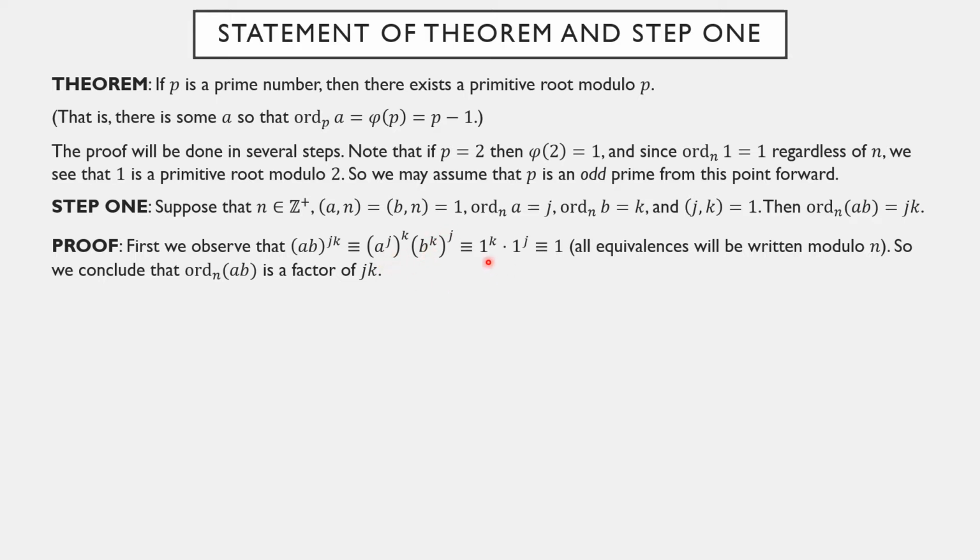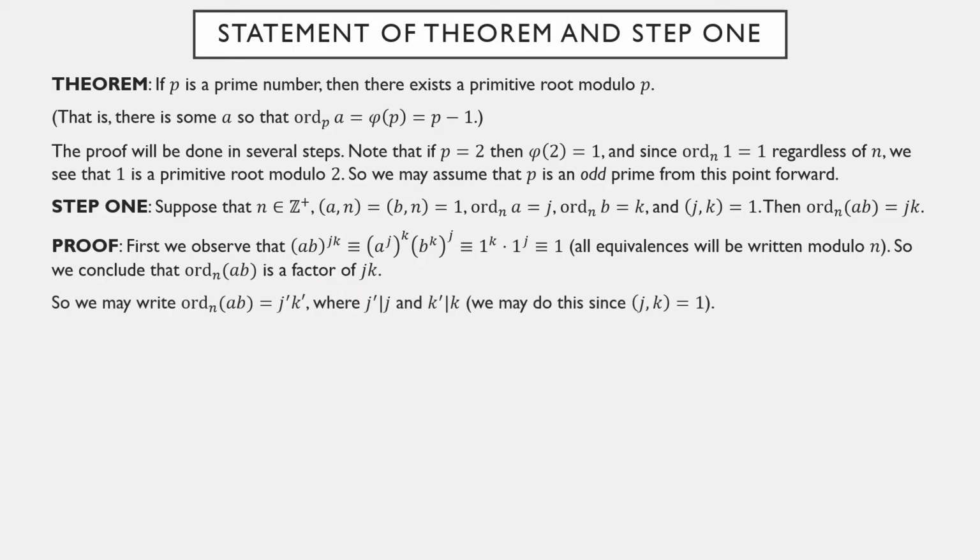A to the j is equivalent to 1 because j was the order of a. B to the k is equivalent to 1 because the order of b is k. So overall, this all works out to just be 1. All equivalences are just mod n. So jk is one particular positive power of ab that is equivalent to 1. Therefore, the order of ab must be a factor of jk.